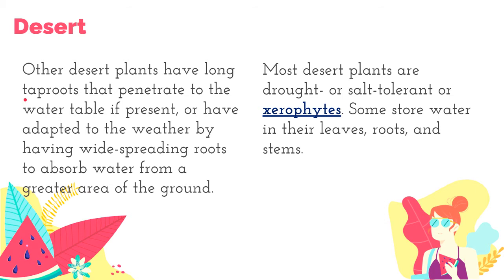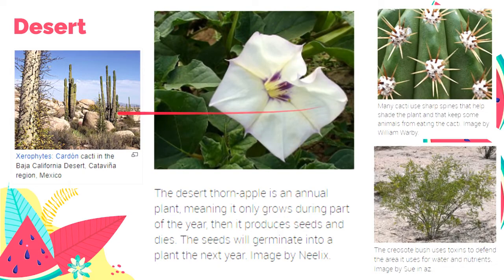Other desert plants have long taproots. This is their adaptation that allows them to penetrate the water table, if present. They have also adapted to the weather by having wide-spreading roots to absorb more water from the ground. So plants that are drought or salt tolerant are called xerophytes. They can store water in their leaves, roots, and stems. Common to that would be cactus, or cacti.